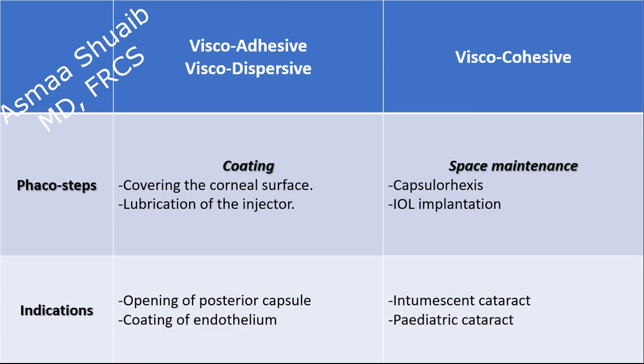The viscodispersive material is used mainly for coating the surfaces and lubrication during cataract surgery. So it is used to cover the cornea and used for lubrication of the injector. It must be used in cases of opening of the posterior capsule or in coating of the endothelium. And regarding the viscocohesive material, it is used for space maintenance during capsulorhexis and IOL implantation. It must be used in cases of intumescent and pediatric cataract to prevent extension of the capsulorhexis.